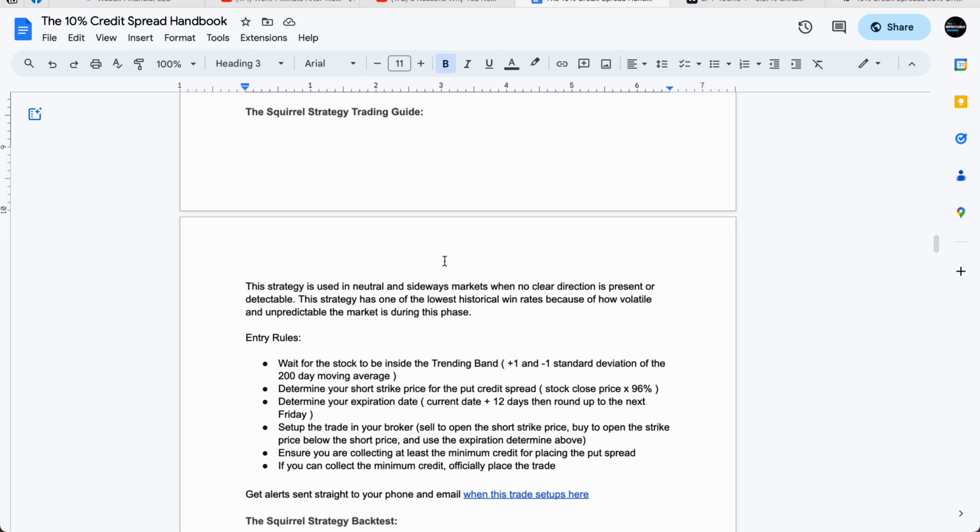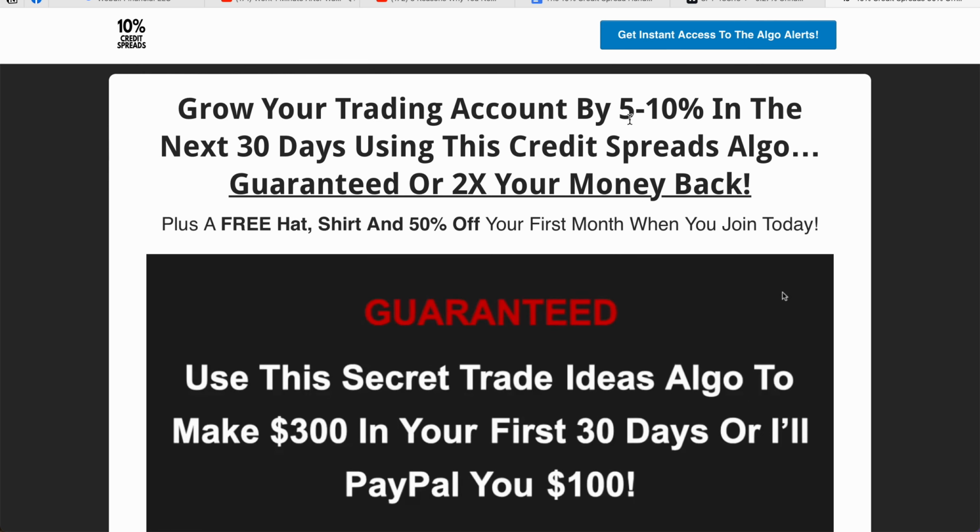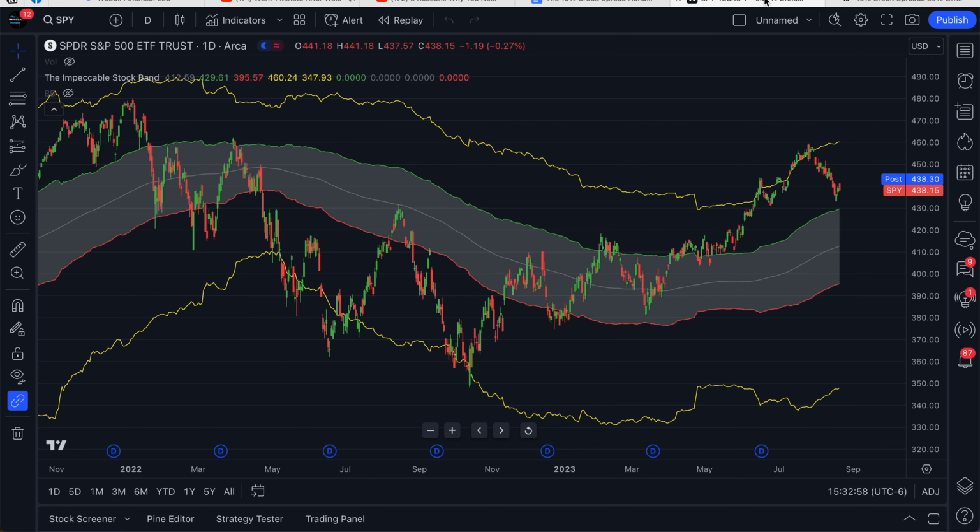So what does this look like? Well, essentially here, if we want to pull this up, I have the Impeccable Stock Band, which is available to all 10% credit spread members. Again, this program is typically closed for the public, but you have a backdoor link to get access to this. You get a free hat, shirt, and 50% off if you use the link inside the PDF. If you're a member, not only do you get access to apply what I'm about to teach you into an algo, but you also get access to this indicator.